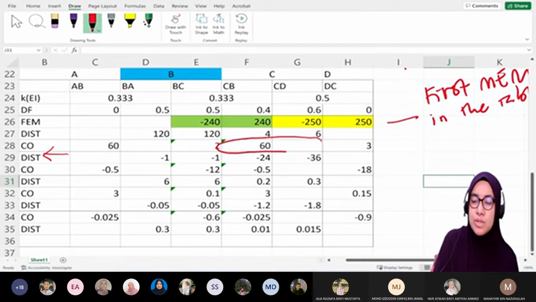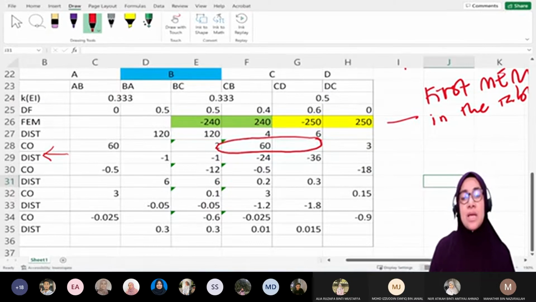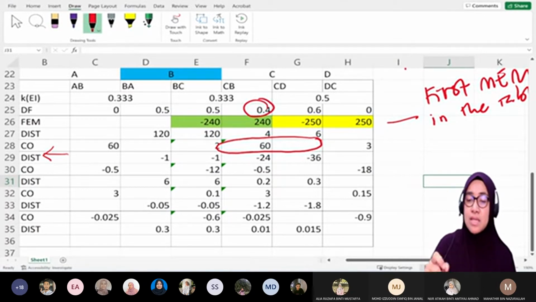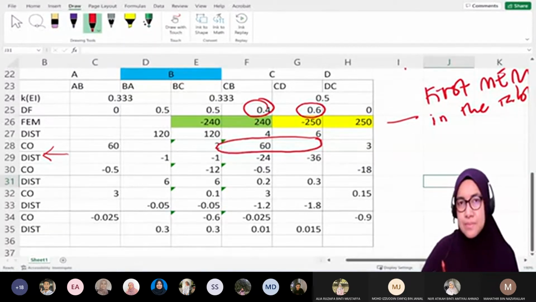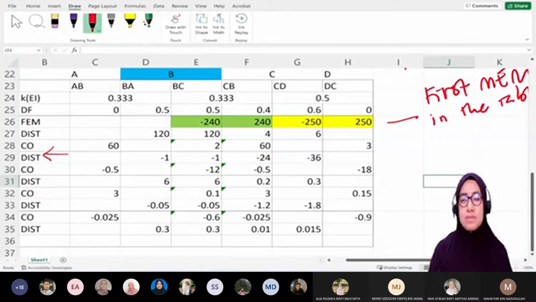Total is here. Total is 60. Opposite is negative 60. Negative 60 times with factor 0.4, we get negative 24. Negative 60 times with factor 0.6, we get 36. Any question?